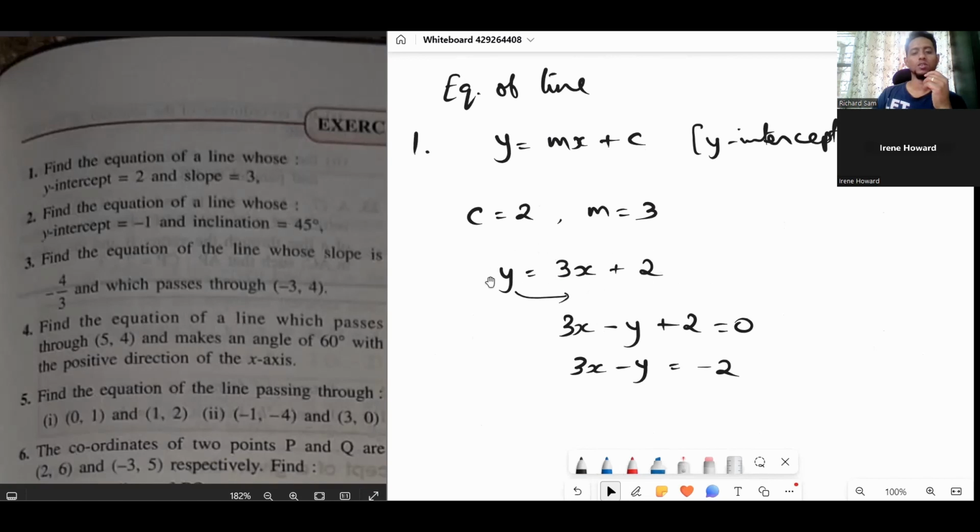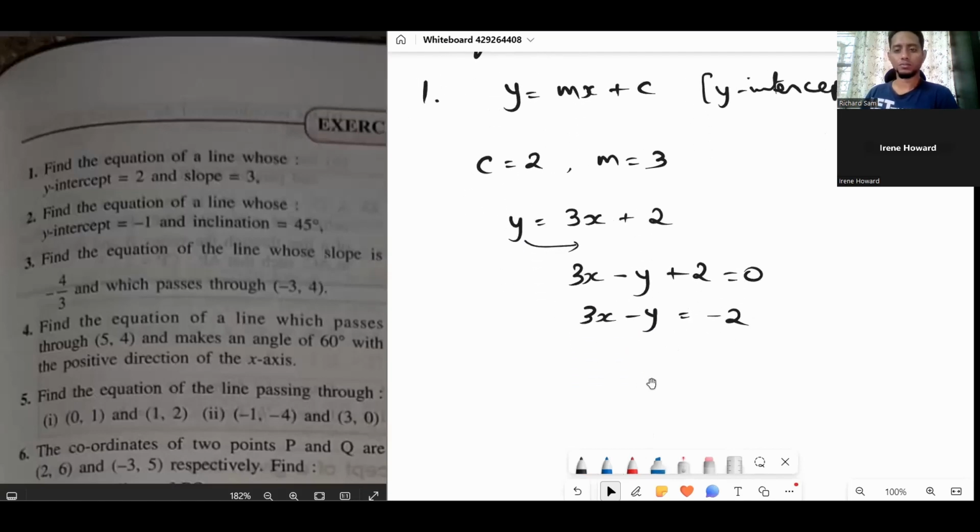So this is the equation of the line in the y-intercept form. Then I took y on the right side, so I got the normal form where x, y, and the number is on the left side. Then I showed the other form also where you take the number on the other side. So these are three ways to write the equation of the line. Any of these ways you write, your answer is correct. Second one, who all got it?